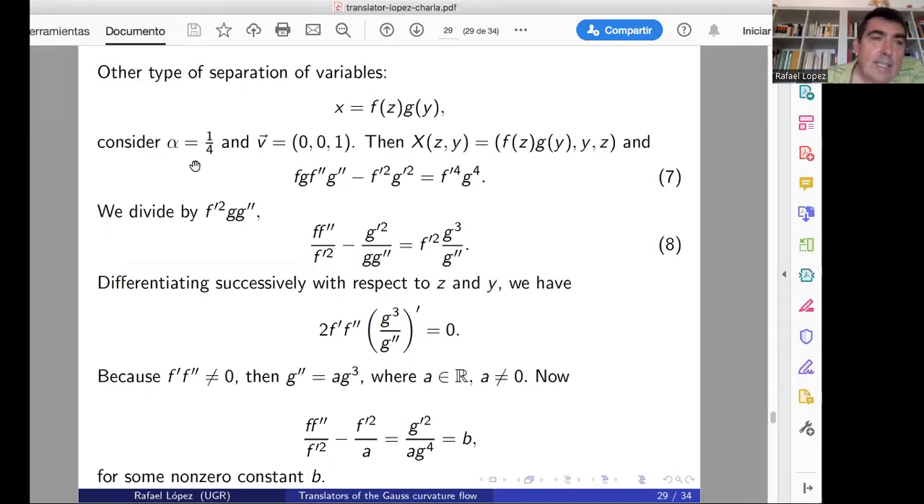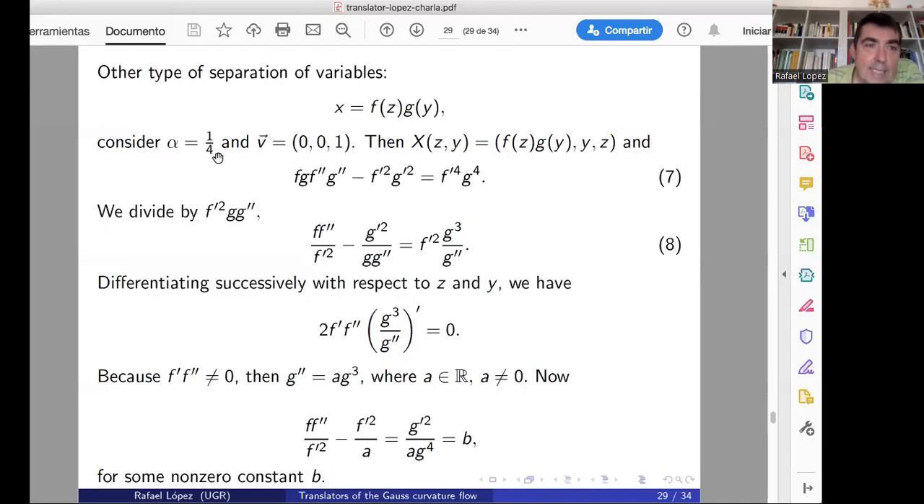Here, the parameter alpha is 1/4. It's true that this parameter is special, and you obtain a solution. Probably when alpha is not this number, there are no solutions, because the equation is more difficult. Sorry, not more difficult, the conditions are stronger. And then it's difficult to find examples.